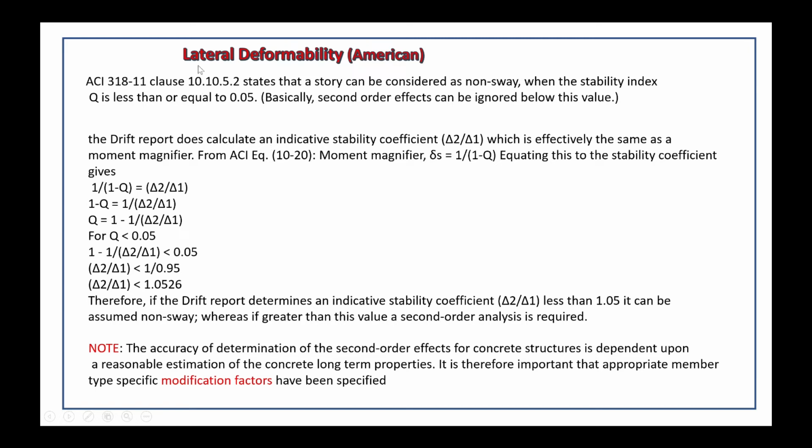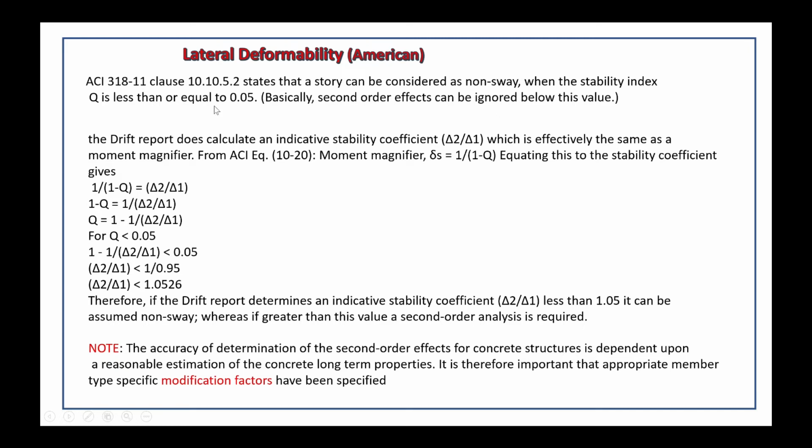And for the lateral deformability for the American code, this is for the ACI code. In the ACI 318 in clause 10.10.5.2, if the stability index Q is less than 0.05, the second order effect of the structure can be ignored.